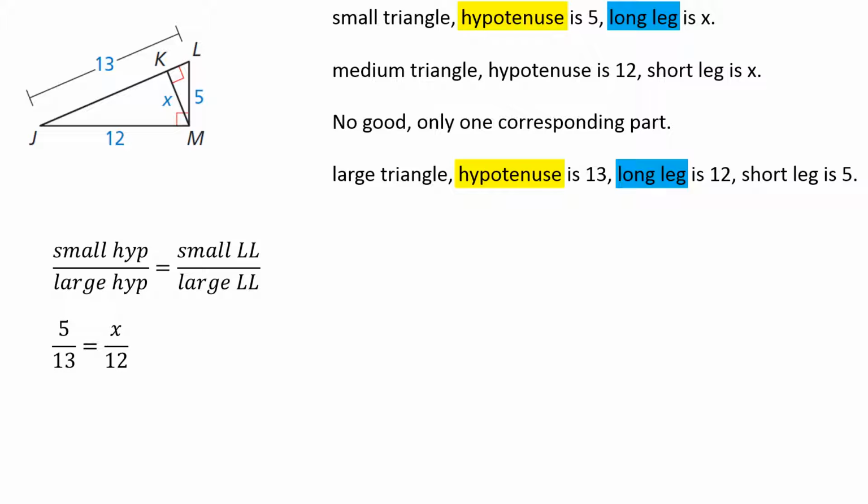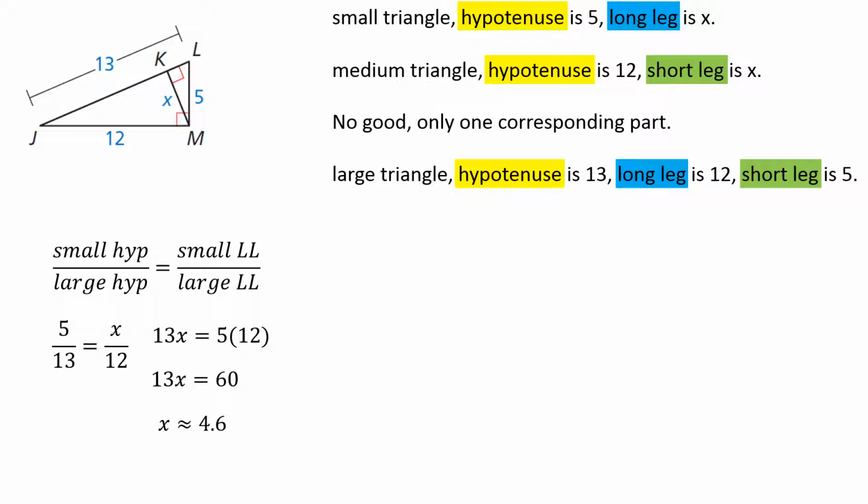Substitute the values that I know. Cross multiply. And I'm going to round this off to the nearest tenth. 60 divided by 13. If you try that on a calculator, you're going to notice there are a lot of digits behind the decimal point, so I'm just going to round it off to about 4.6.